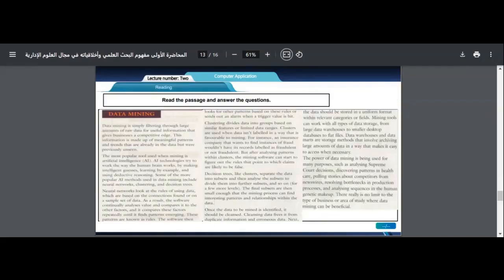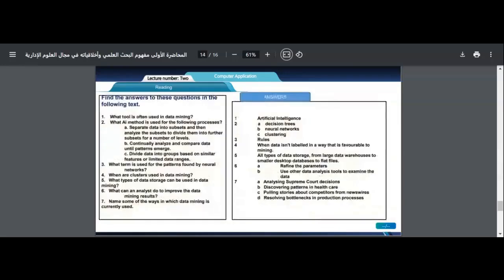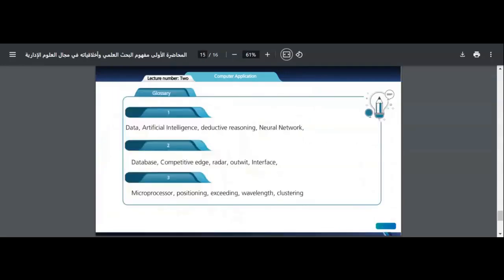Then there will be a reporting section where we will talk about reporting materials using computer applications, especially graphic design. And at the reporting level, there will be questions, and in the end, of course, there will be the vocabulary related to computer launch.